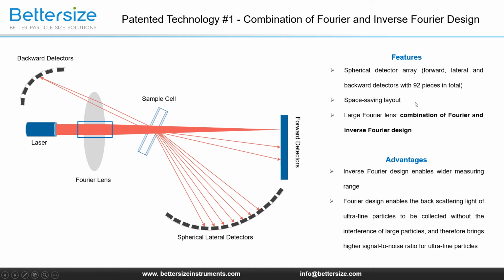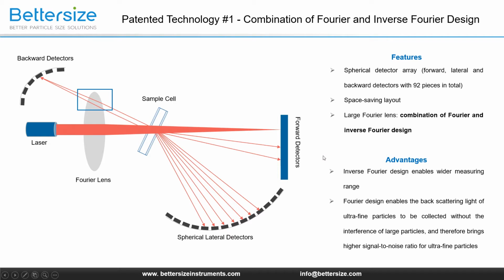On the one hand, it can increase the total amount of light transmitted, thereby enhancing the intensity of the scattered signals. On the other hand, with a larger lens, the scattered light angle of the detector is larger, increasing the detection range of the instrument. However, the most important thing is that one Fourier lens has two uses. The center part of the lens collimates the laser, while the upper part converges the scattered light. And this feature brings a unique combination of Fourier and inverse Fourier design in the Bettersizer 2600.